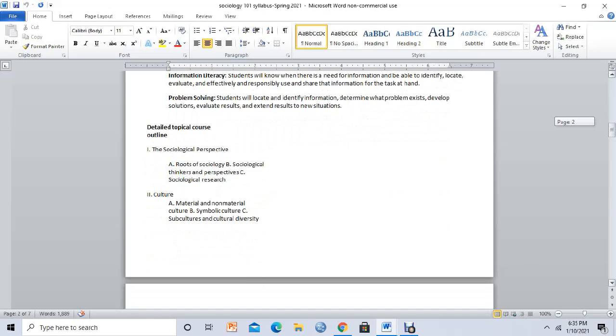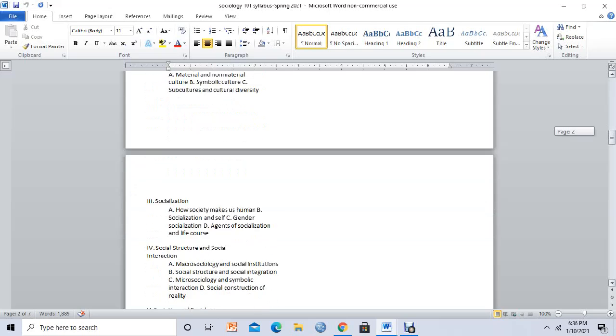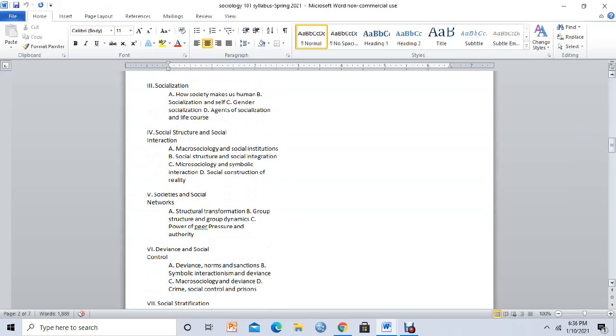So when we get into this detailed course outline, the sociological perspective, we're going to talk about, and my PowerPoint goes over all this stuff, the roots of sociology, the sociological thinkers, and the perspective of sociological research. We're going to look at culture, material, non-material culture, symbolic culture, subcultures, and cultural diversity. When we look at socialization, we look at also how much society makes us human. Socialization in itself, we get into a little bit of George Herbert Mead. Gender socialization, which is very important, and our agents of socialization and the life course.